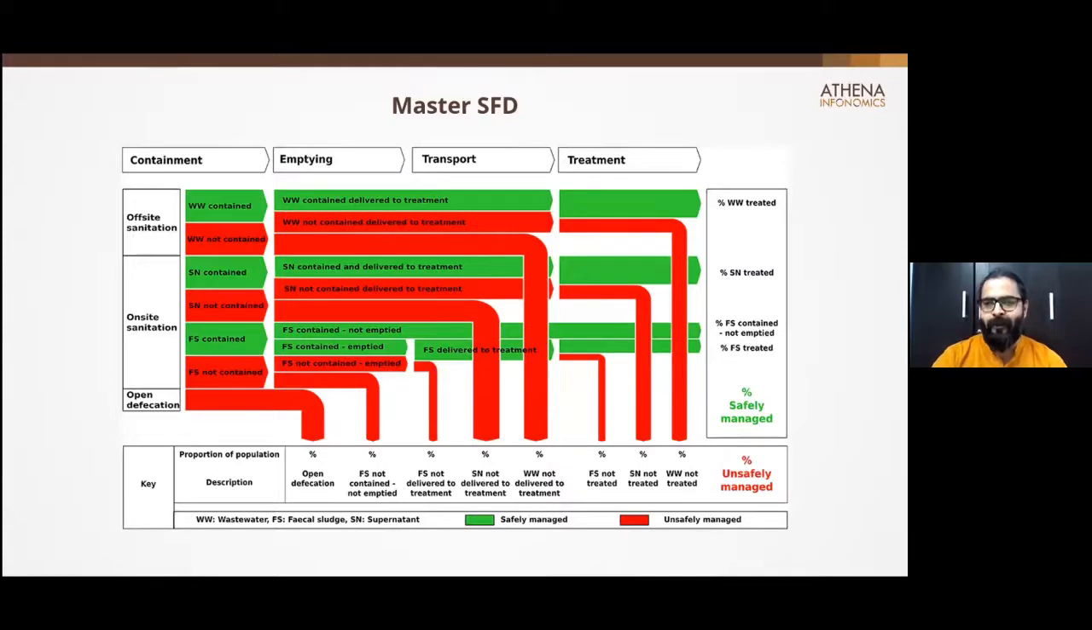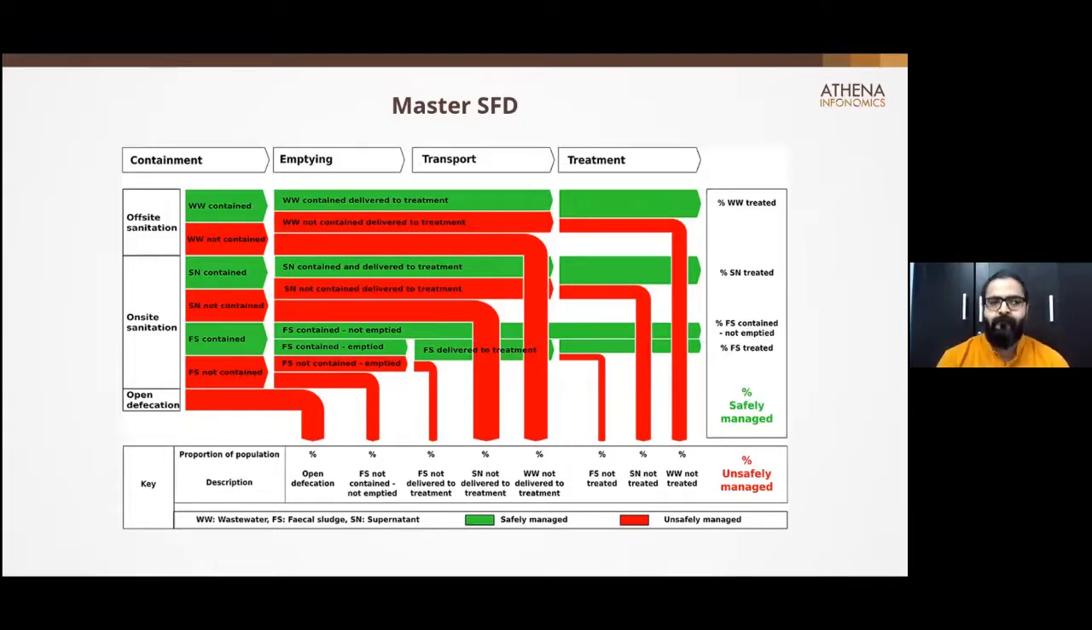Anybody else wants to add to it? Could you please repeat the question again, sir? Okay. So for the people who've already slept, I'll repeat the question. The question is, if a household is connected to a septic tank, I believe most of you understand what a septic tank is, and the septic tank is overflowing in an open drain.